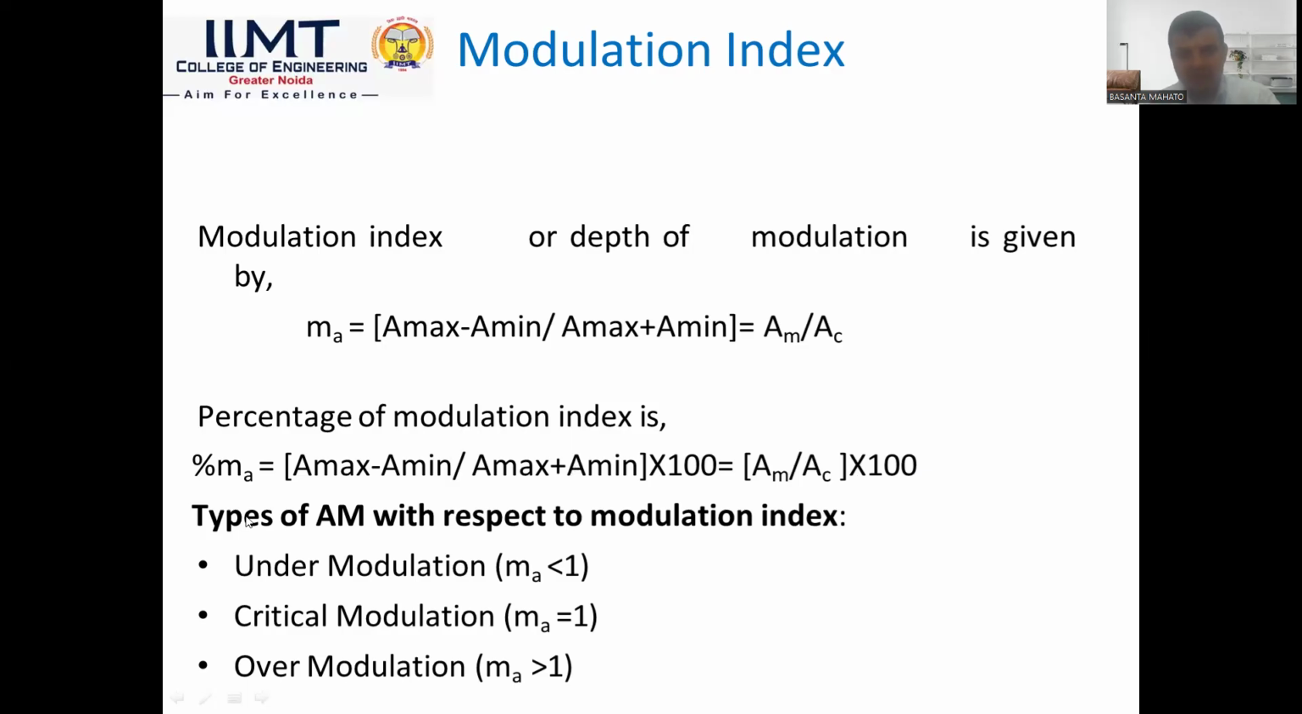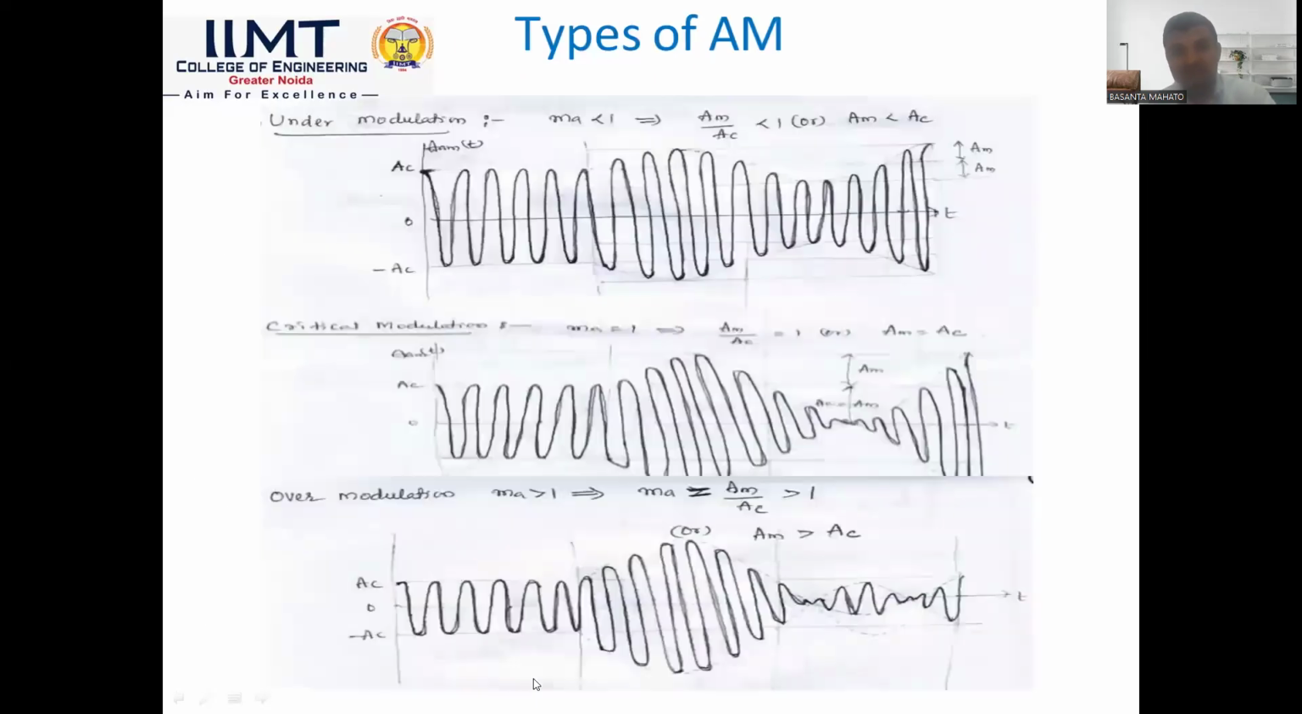So what are the types of modulation index? If it is 100%, it is critical modulation, Ma equal to 1, that means Am is equal to Ac. If Ma is less than 1, that means under modulation. Over modulation is when Ma is greater than 1. This is that, and under modulation is like this. Under modulation, critical modulation, so-called 100%.